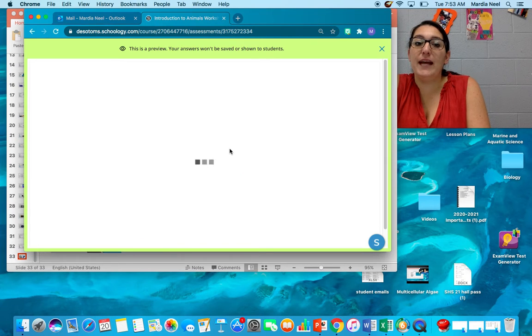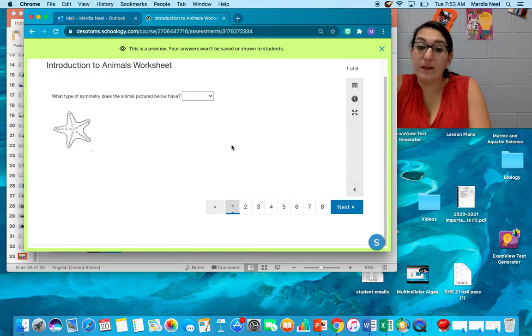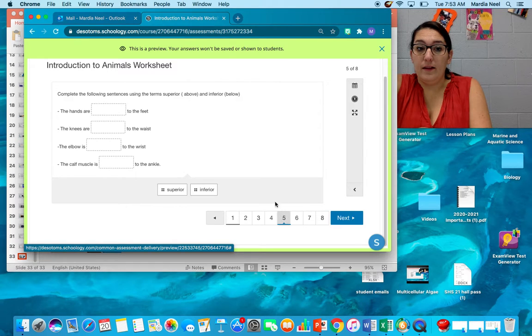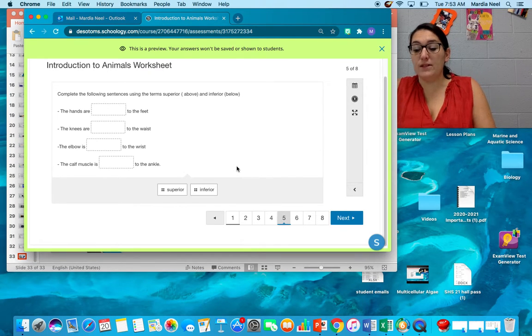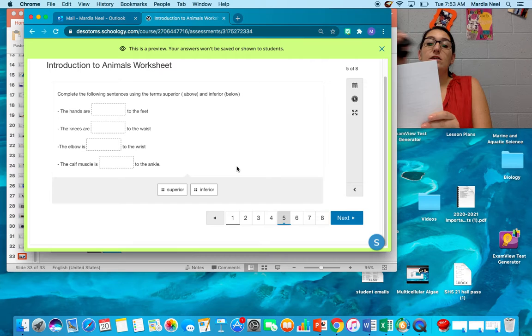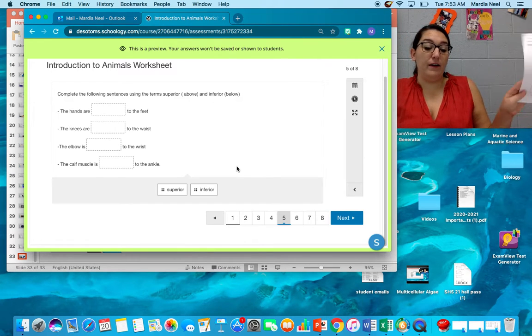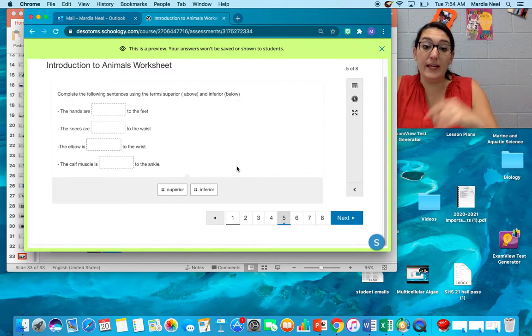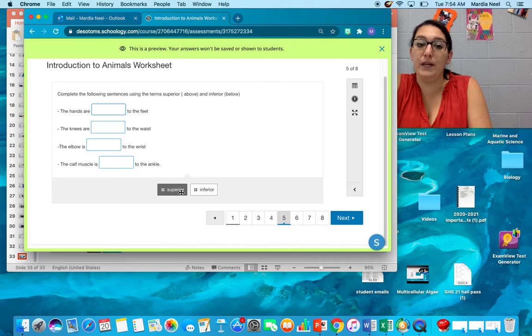So the questions are going to ask you about animal symmetry. So if it's bilateral, if it's radial, if it doesn't have symmetry. So this starfish, for instance, would be radial. I can divide it like pieces of a pie. It's going to ask you about using the terms superior and inferior. So superior means it's above, inferior means it's below. So the hands are what to the feet? So your hands are above your feet, so your hands are superior to your feet.